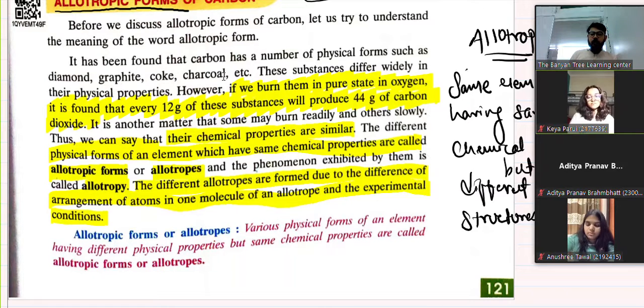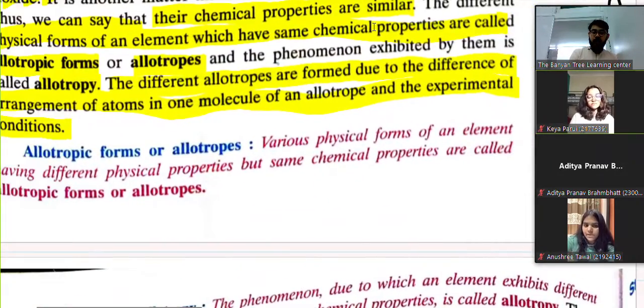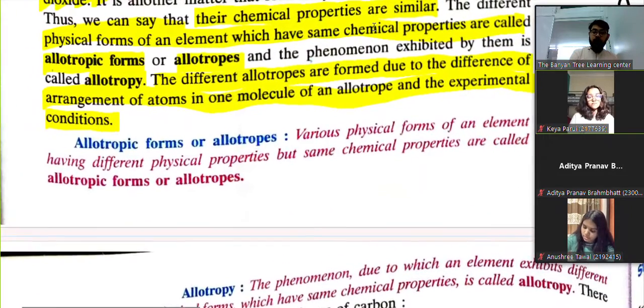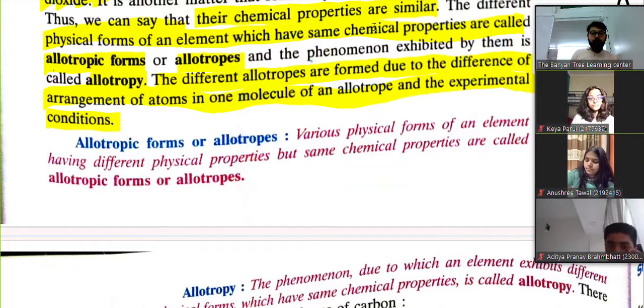यहाँ पे allotropes या allotropic forms की definition दी है नीचे, जरा ध्यान से देखो. Various physical forms of an element having different physical properties but same chemical properties are called allotropic forms or allotropes. Elements के जो अलग अलग form होते हैं, जिनकी फिजिकल प्रॉपर्टीज अलग अलग होती हैं बट केमिकल प्रॉपर्टी सेम होती है, उनको हम एलोट्रोपिक फॉर्म बोलते हैं या एलोट्रोप्स बोलते हैं.